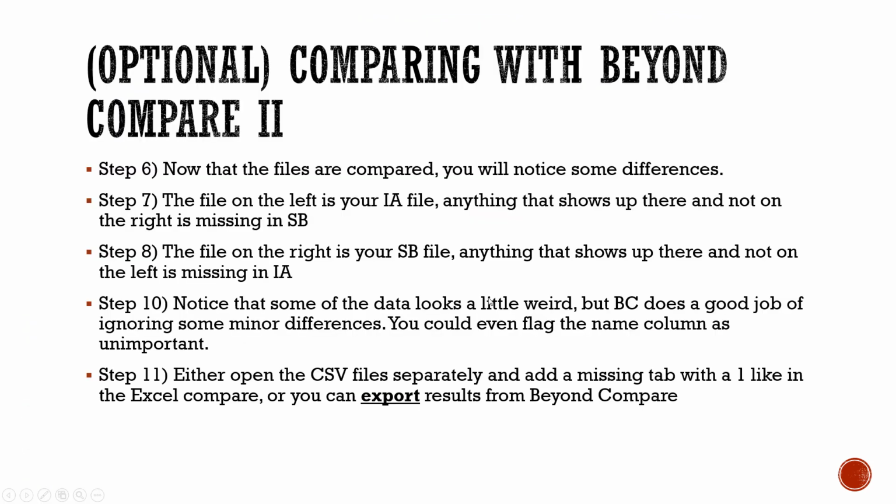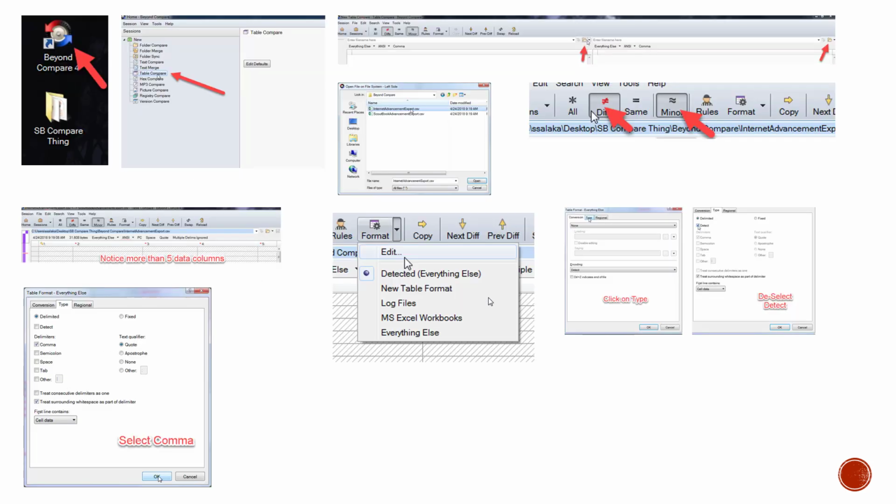So now that the values are ready to go, you're going to notice that there are some differences. File on the left is Internet Advancement. File on the right is ScoutBook. And so some of the data looks a little weird, but Beyond Compare does a good job of ignoring the minor differences. That's where, if we look at before, we're clicking on differences and minor. If we selected all, it's going to show you everything in the file, including the matches. But right now we're just concerned with things that are different.